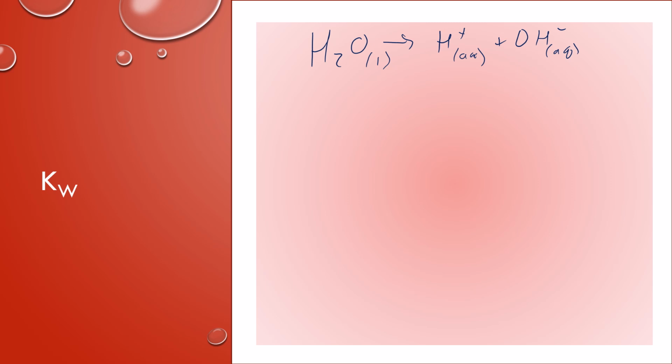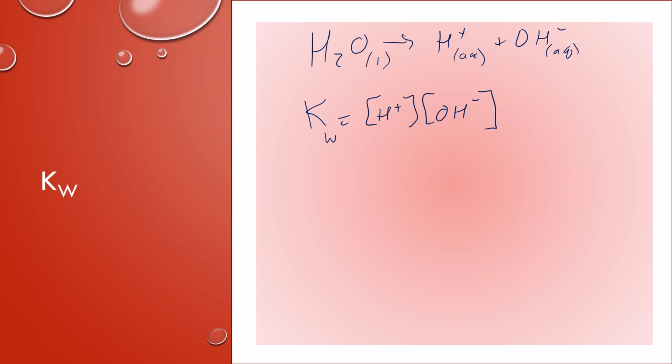So then from there we can write an equilibrium expression for this. Products over reactants. Our products are the hydrogen ion and the hydroxide ion. And we don't include the liquid water because it's a liquid state, so it doesn't affect our equilibrium position. So this equation is specified as Kw because it's for water specifically autoionizing.